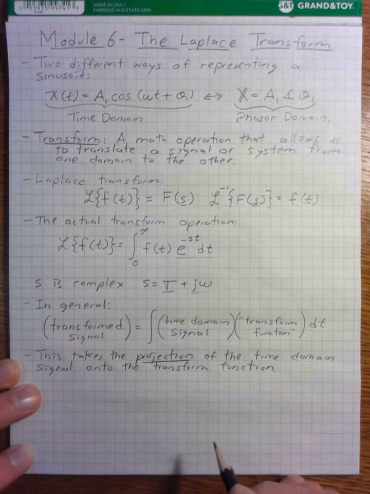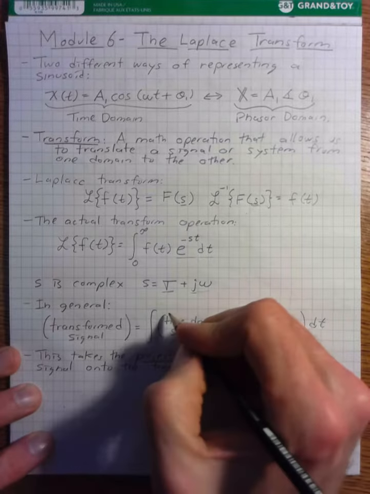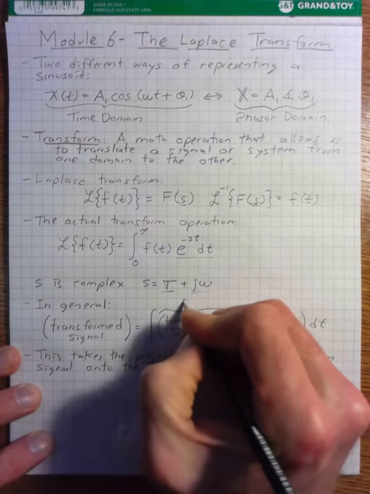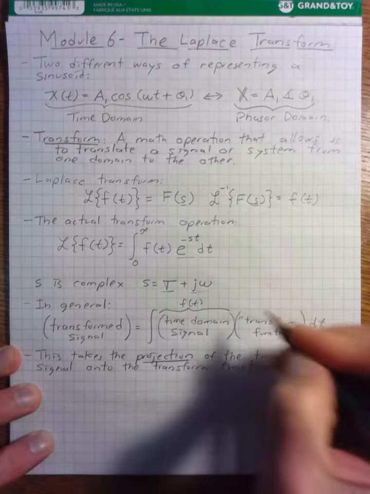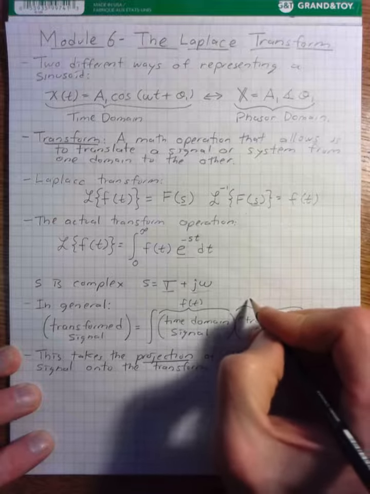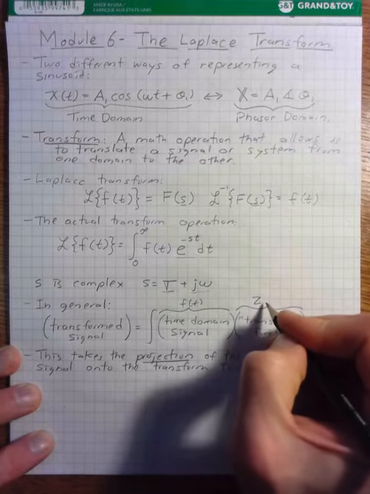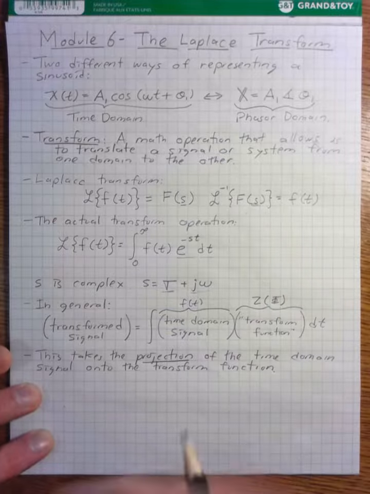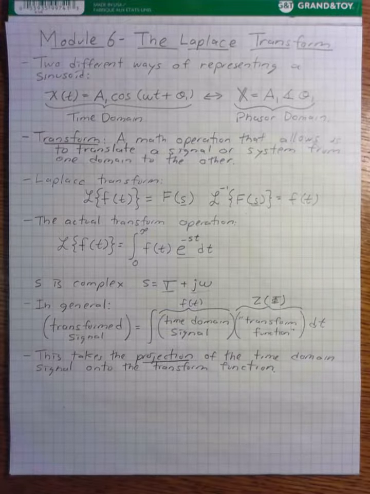And just to give us some terms to work with, let's represent the time domain signal as f of t, and let's represent this transform function as z. That's a function of phi, right? So phi is just some variable that we can use to change the characteristics of z. And so getting back to this notion of a projection.